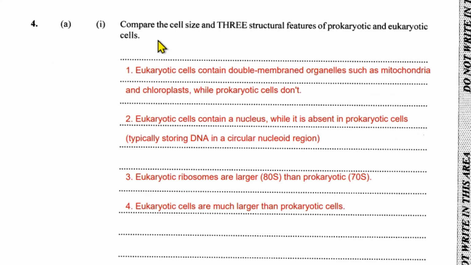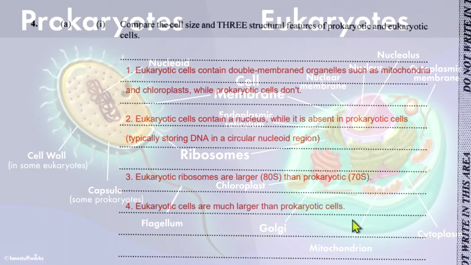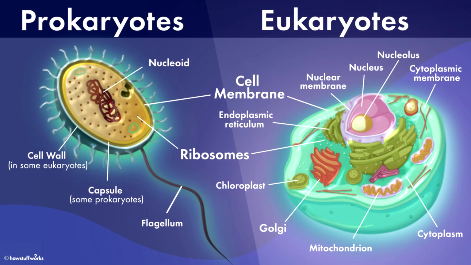Question 4. Compare the cell size and 3 structural features of prokaryotic and eukaryotic cells. I have 4 points here. 1 relates to cell size, where eukaryotic cells are much larger than prokaryotic cells, as we have to note there. But eukaryotic cells, which are typically found in protists or multicellular organisms such as plants, fungi, or animals, are of course more complex than prokaryotic. Prokaryotic is what you'd find in bacteria.